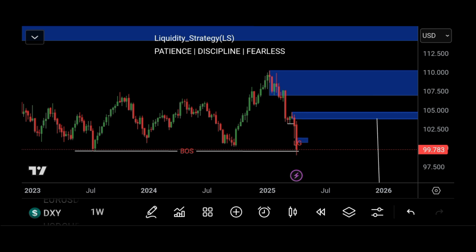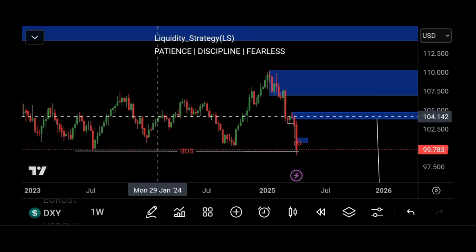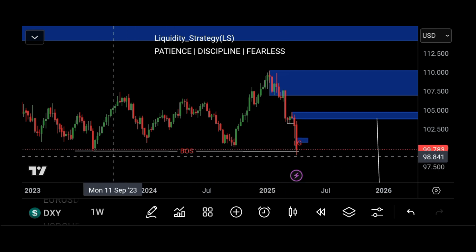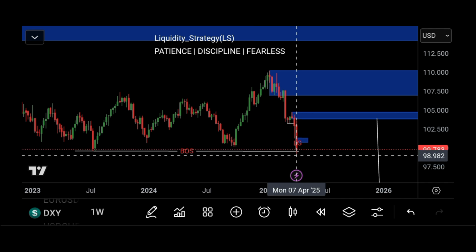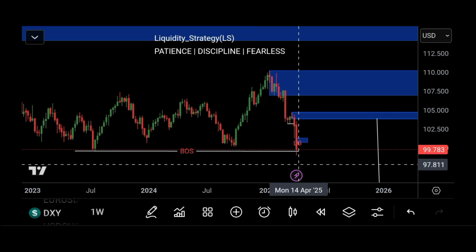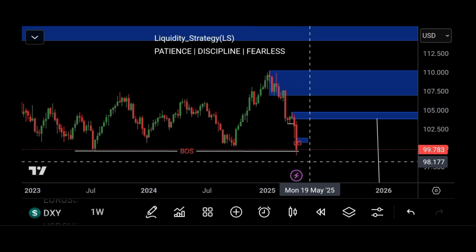As you can see here, after taking this low out, we do not have any retracement. So we are expecting a retracement. If it does not happen this week, then we continue to push down. But if it wants to happen, there will be a sign in the market, and that sign is a bullish change of character, or a sign of weakness on H4. So let's see what EURUSD is saying.